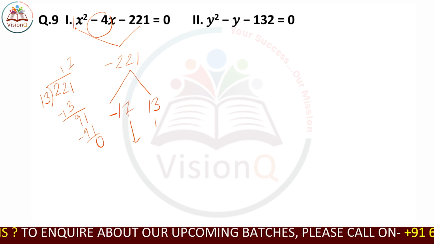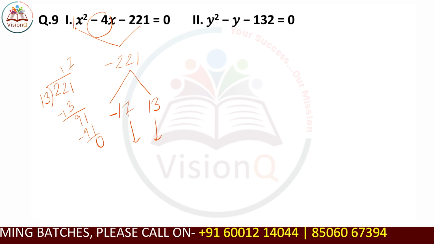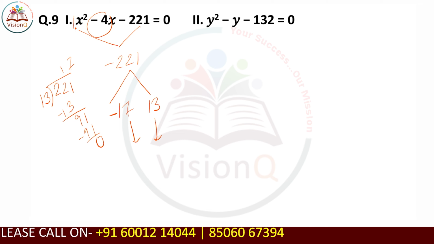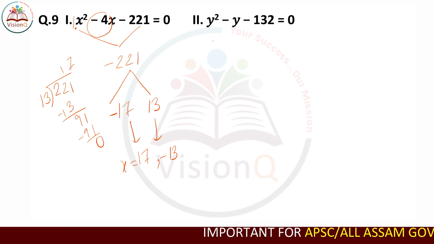So, in the next step, what to do? Divide both these numbers by a and change the sign. If I divide by a, minus 17 becomes plus 17 and plus 13 becomes minus 13 after dividing by a and changing the sign. So, these are the values of x: 17 and minus 13.